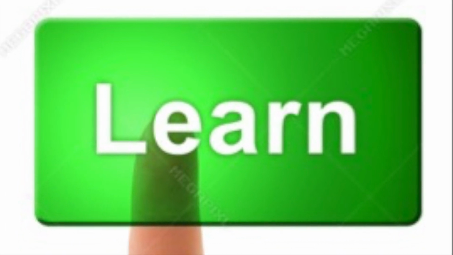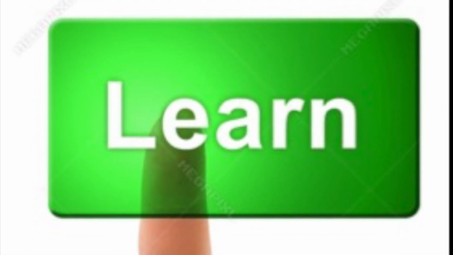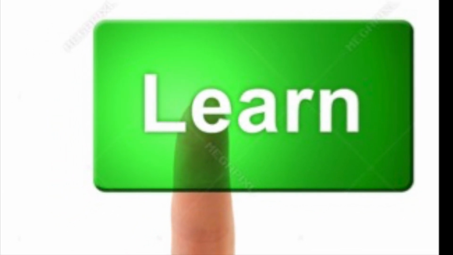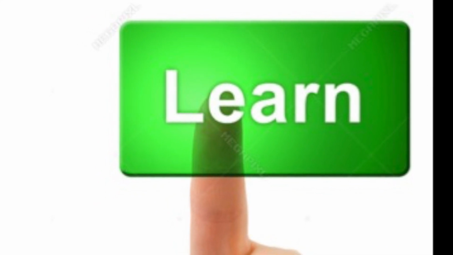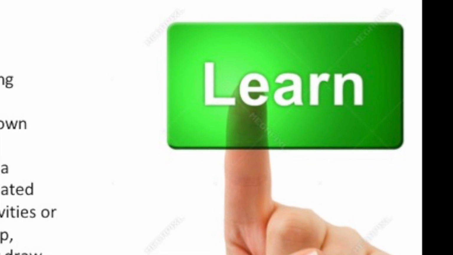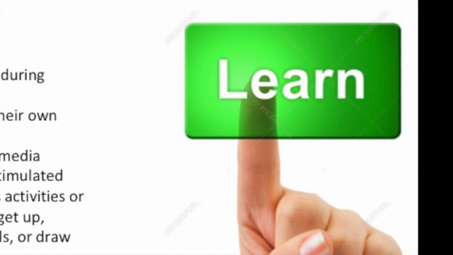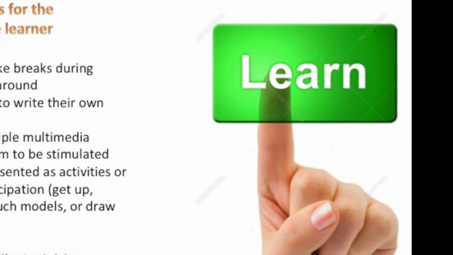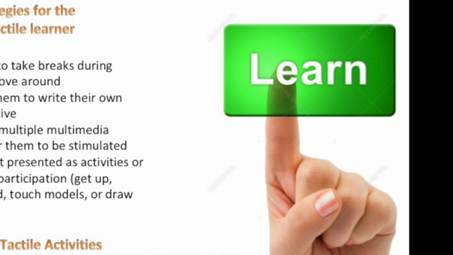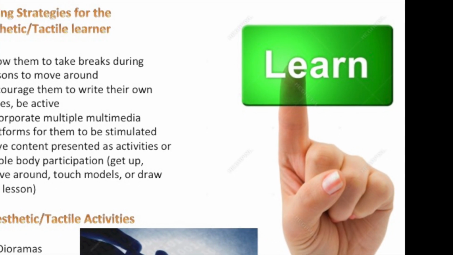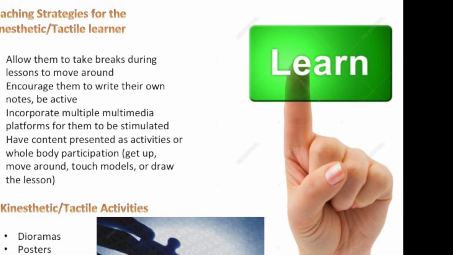Now, the last of the 4 types of learners that Mr. Neil Fleming came up with in his VARK model is the kinesthetic or tactile learner. So some strategies to reach out to these hands-on type learners would be things like allowing them to take breaks during lessons to move around, encouraging them to write their own notes and be active, incorporating multimedia, and having lots of multiple platforms for them to be stimulated. Have content presented as activities or whole body participation. Let them get up, move around. Let them touch the models and draw the lesson out.